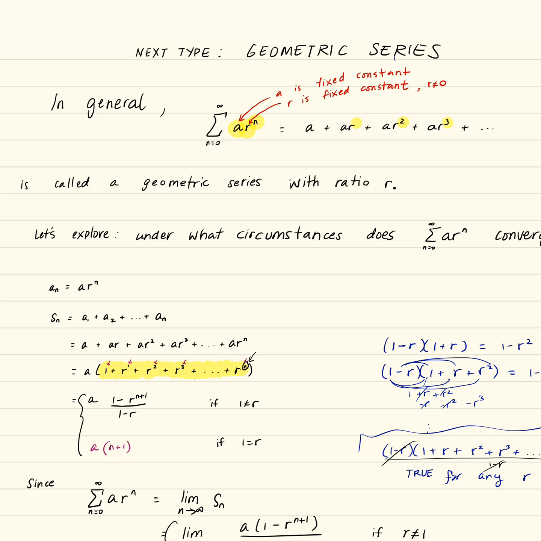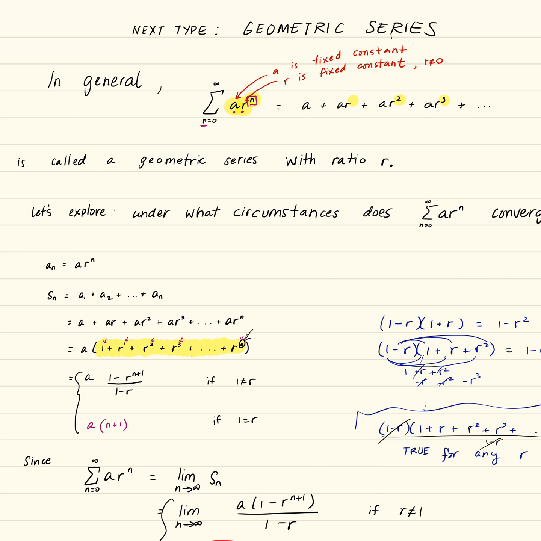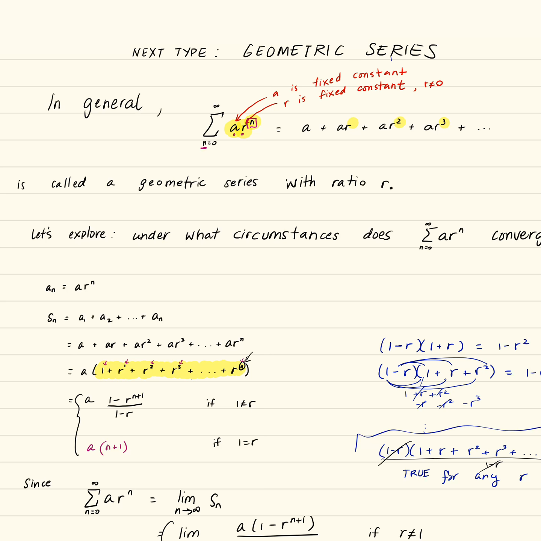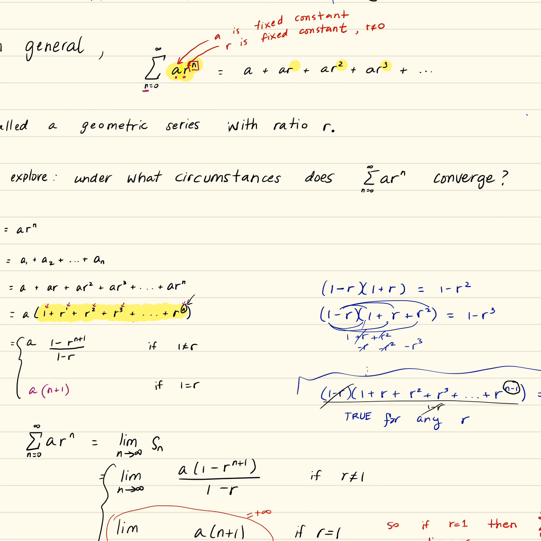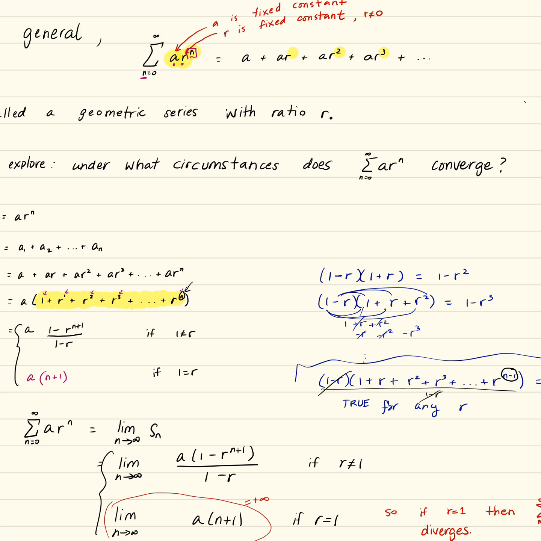So notice that a and r are fixed, n is changing, right? Sometimes it's tricky because you're not sure what is changing, but the index is n, and that's indicated down here. Okay, so this is called a geometric series with a ratio r. Now what we want to explore is under what circumstances does a geometric series converge.